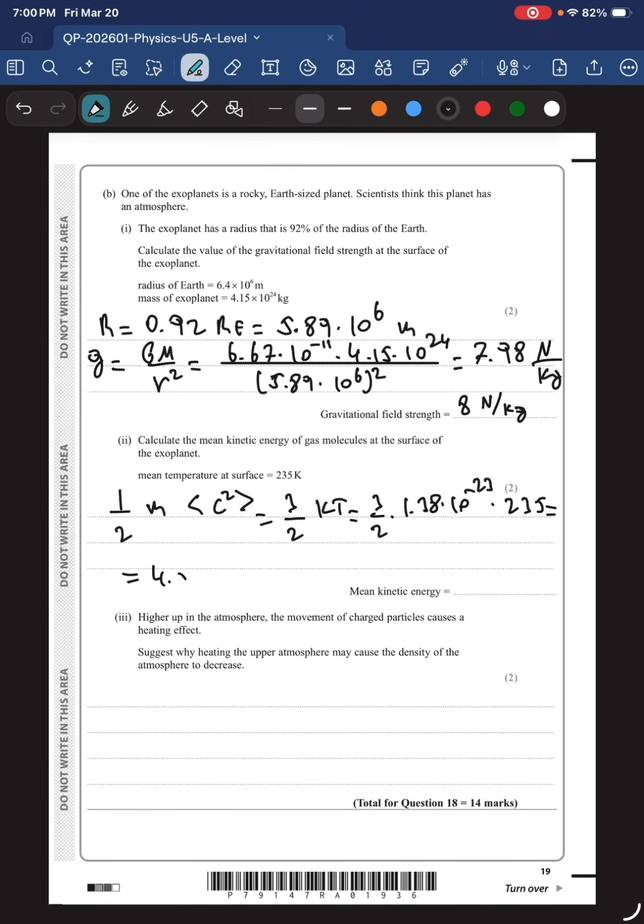So 4.86 times 10 to the negative 21 joules.